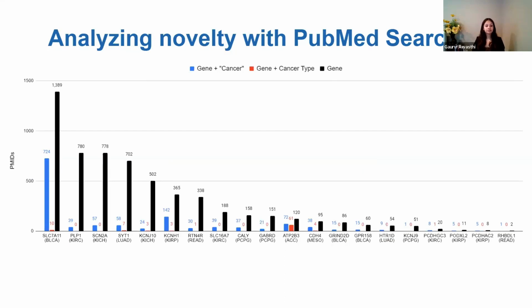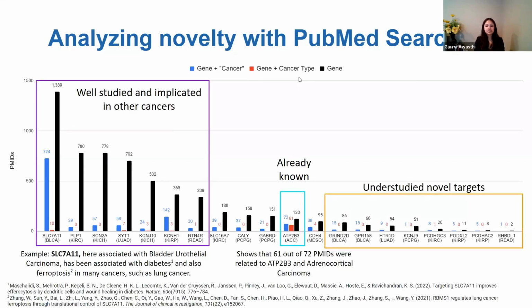This was done by searching publications on PubMed. This figure shows the PMIDs for different search parameters, demonstrating how well the 20 targets have been researched already in general, in the context of cancer, and in the context of the specific cancer type. Looking closely at this plot, although many of the genes have been researched, the gene and its associated cancer have not. So there's a potential new connection between the discovered target and the cancer types.